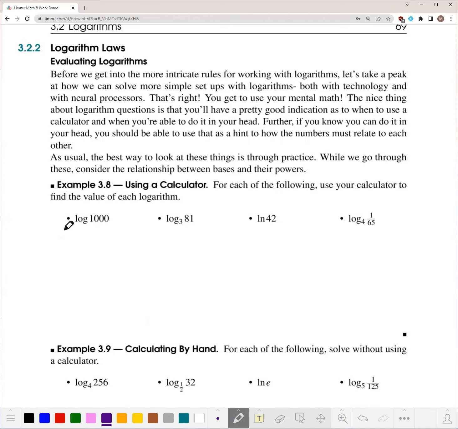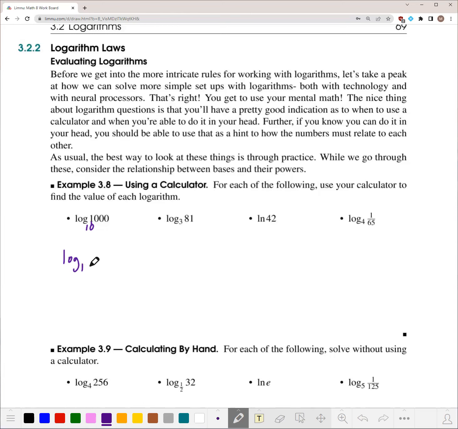So our first one here is log of 1,000. If it doesn't have a base written, our implicit base is base 10, and your calculator is in base 10 for logarithms. So if you use the log button, it's on the left side, right by the 7 key if you're using a TI, it automatically assumes log base 10. That's pretty basic, and it'll say this if you type it in.